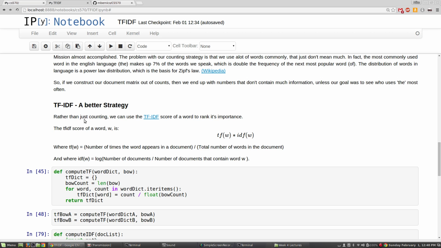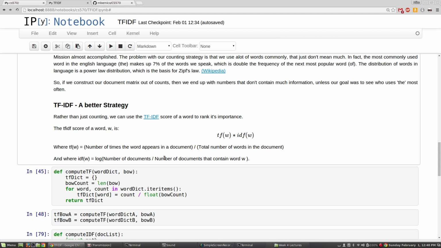So rather than just counting, we can use the Tf-Idf score of a word to rank its importance. The Tf-Idf score of a word, W, is going to be the term frequency of the word multiplied by the inverse document frequency of the word, where term frequency is the number of times the word appears in the document, normalized by the number of words in the document. And inverse document frequency is going to be the log of the number of documents divided by the number of documents that contain the word.